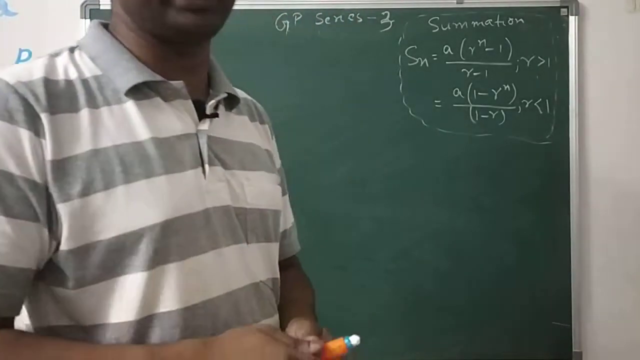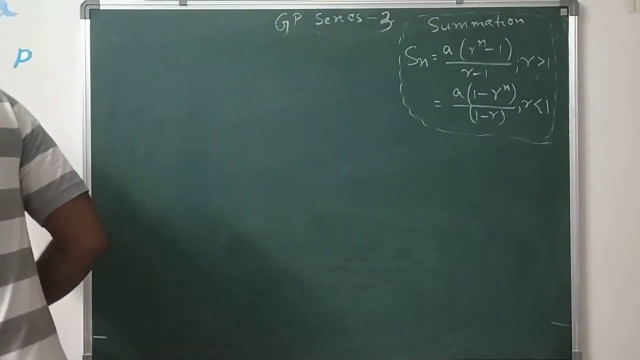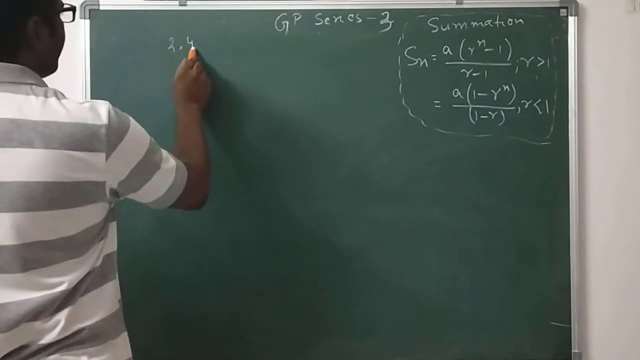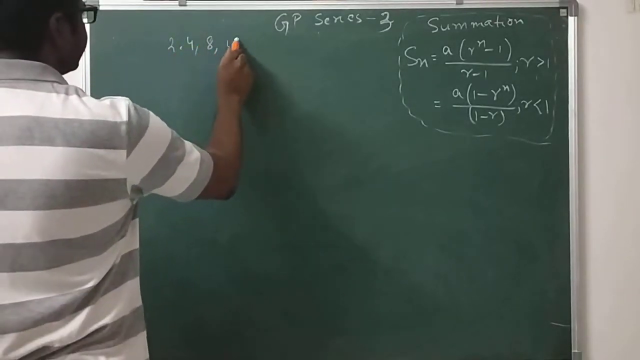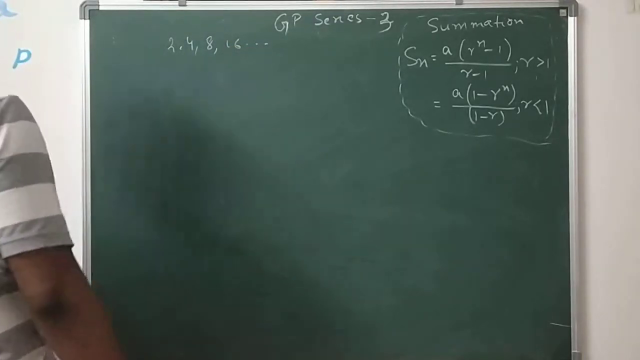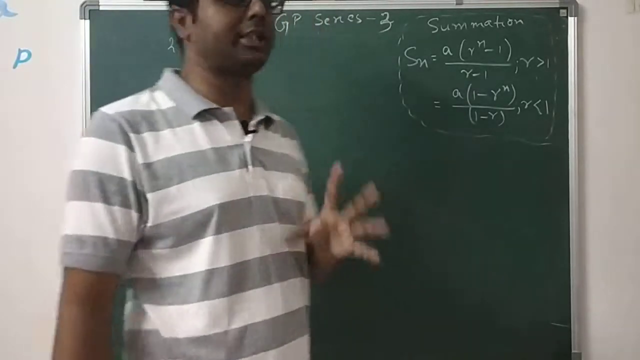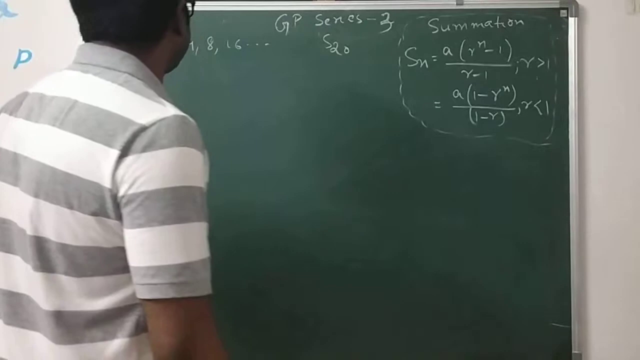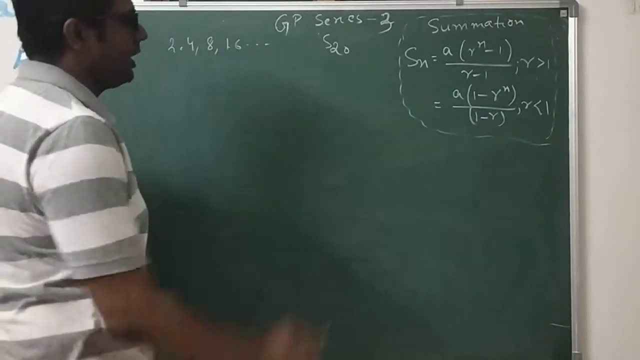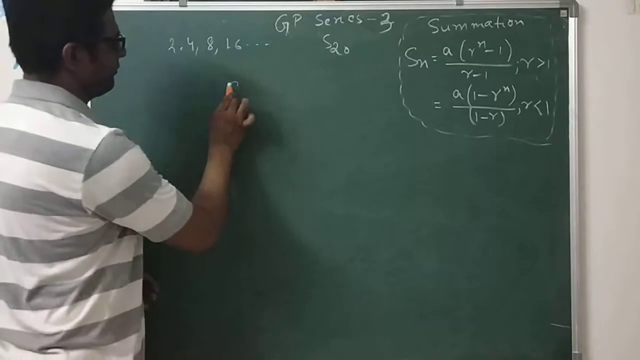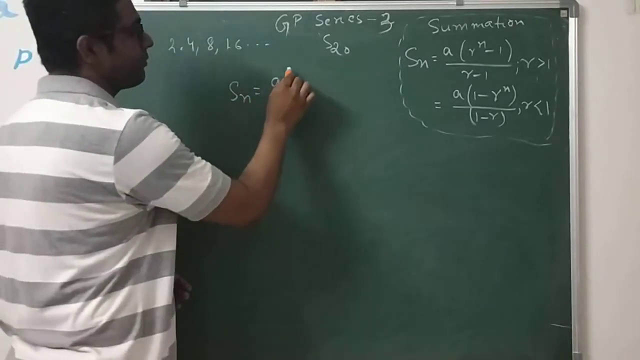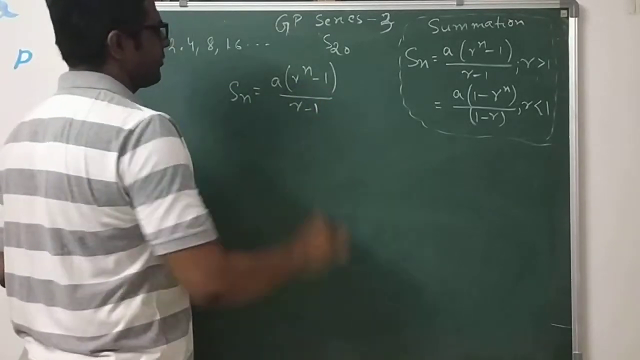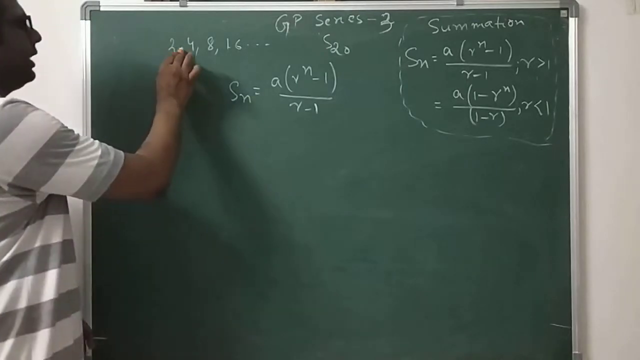Let us jump into our first problem. There is a GP given: 2, 4, 8, 16. They have asked me to find the summation of the first 20 terms. So I have to find S20. How do I do it? First of all, I'll write the summation formula. Now I'll write down whatever is required.